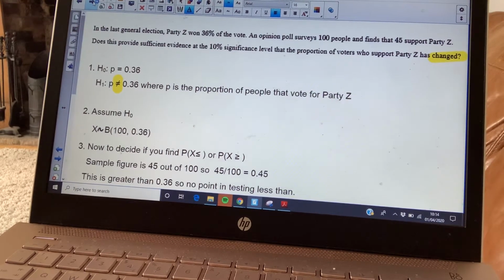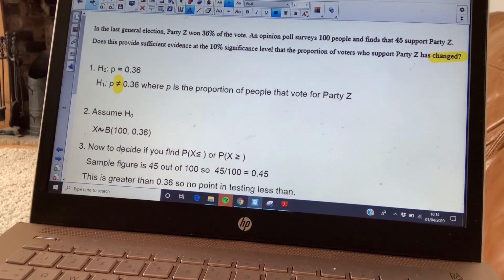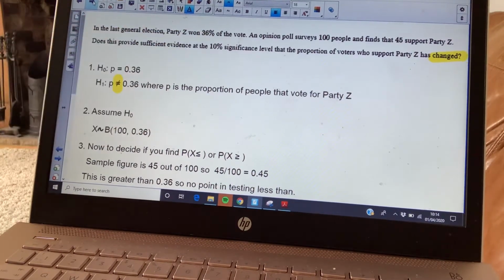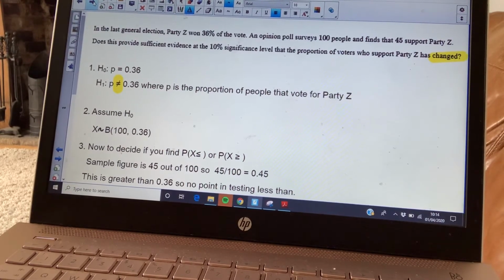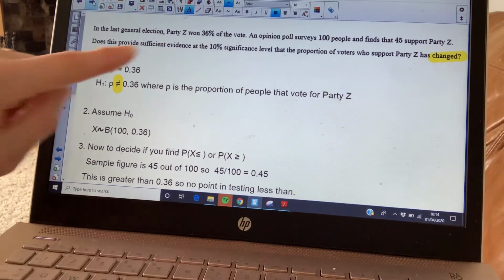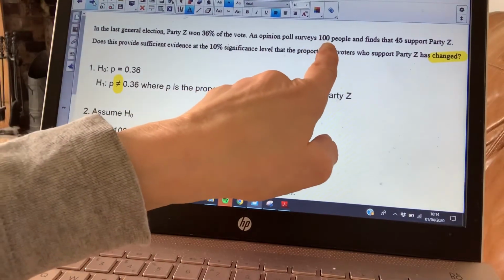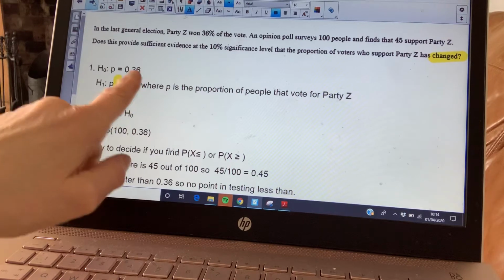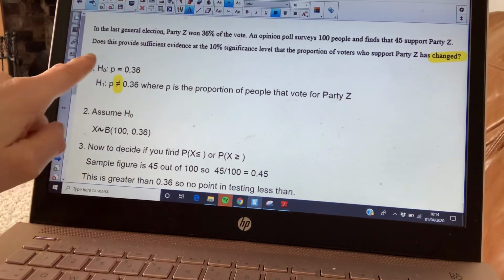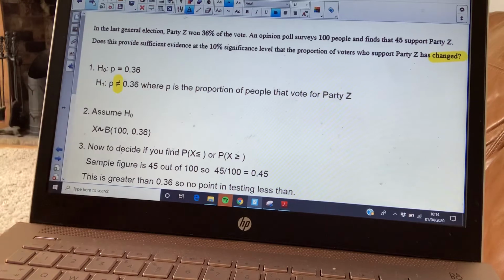Right, set up your hypotheses. Your null is that P is 0.36, but your alternative is that it is changed, so P is not equal to 0.36. Notice, again, I'm defining what P is. P is the proportion of people that vote for Party Z. Step 2, I assume the null hypothesis. X is binomially distributed where N is 100 and P is 0.36. This is what I mean when I say assume the null hypothesis. Just use that value of P. This is the status quo.